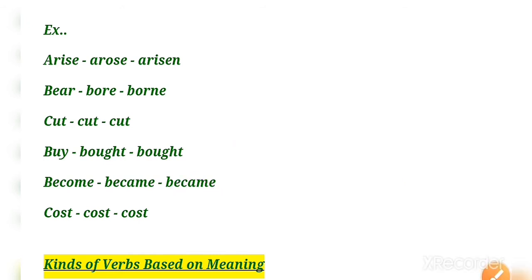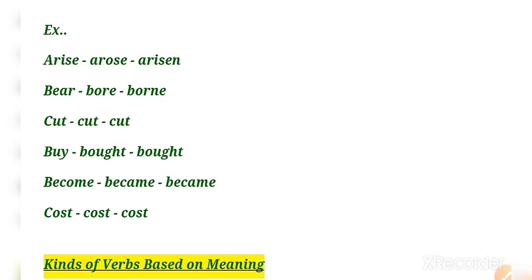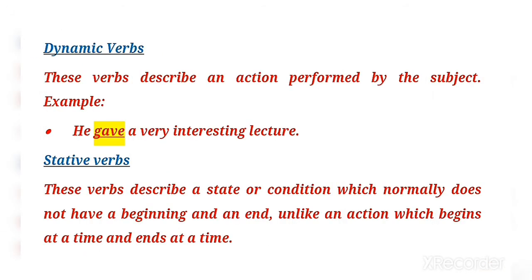So these are the types of irregular verbs. I hope regular verbs and irregular verbs are clear to you. Now we will go to the next part, that is kinds of verbs based on meaning. According to meaning, here we have dynamic and static verbs.